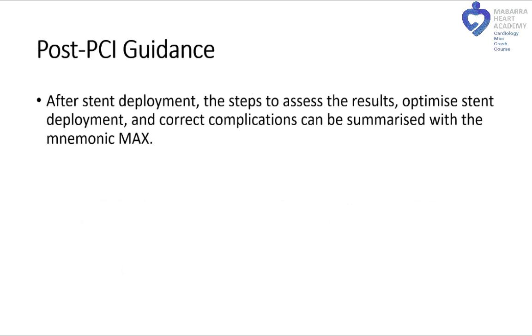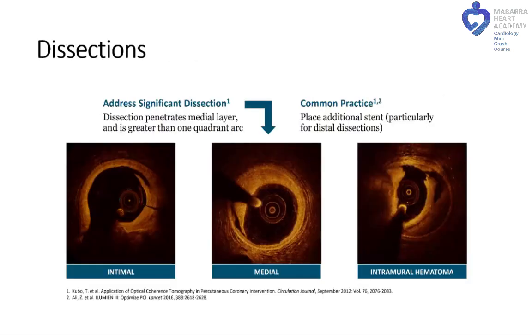So you finished with your PCI OCT run. You put in your stent, and then you need to do your post PCI run. In this example, you need to assess for MAX, so medial dissection, apposition, and expansion. So these are examples of dissections.